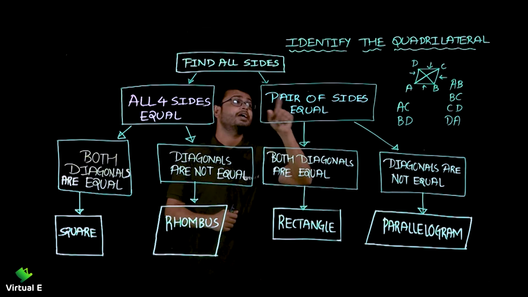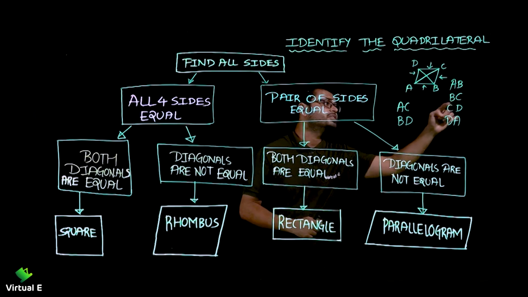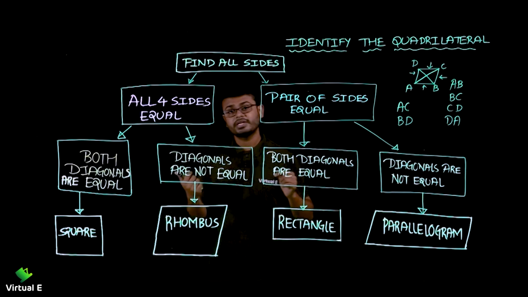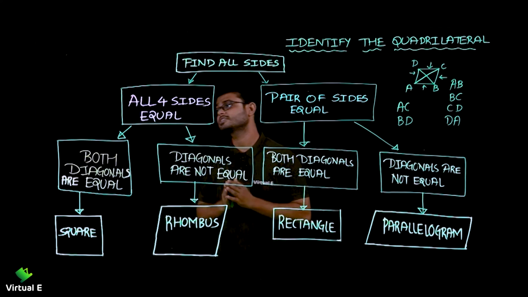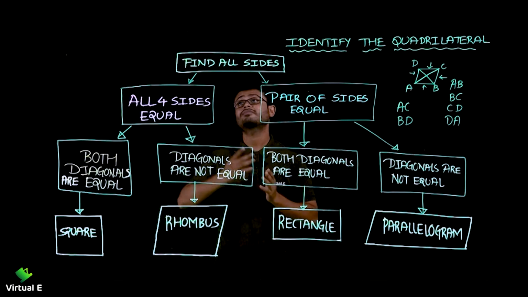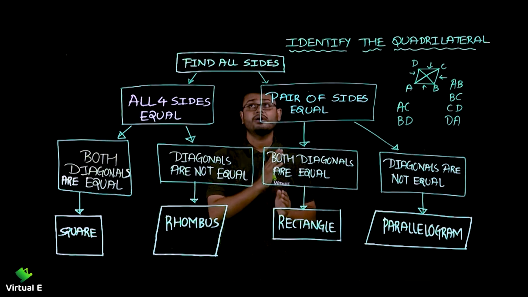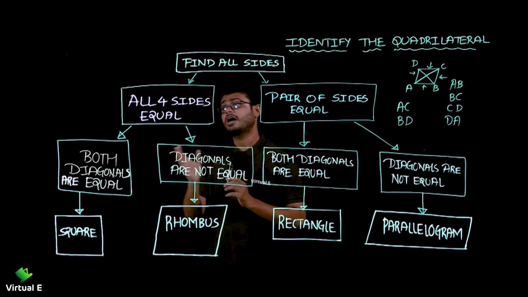First step, find all the four sides: AB, BC, CD, DA. And if the names are not given, you can give any random names, P, Q, R, S. That is also okay. M, N, O, P, Q, that will also work. Find all four sides. Done.